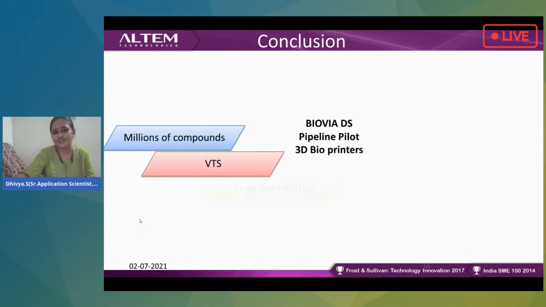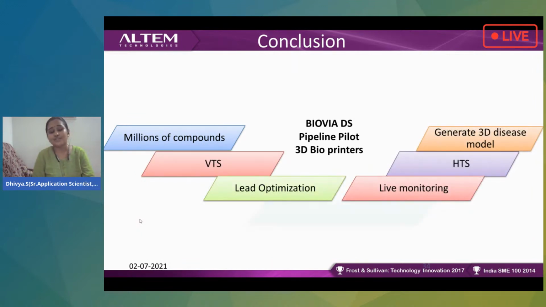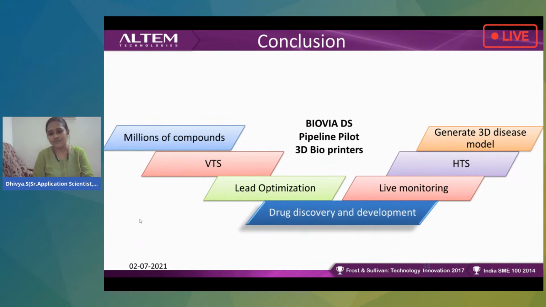So, conclusions. If you have millions of compounds, first screen with visual screening, do lead optimization, and then generate your 3D models, use high throughput screening technology, and live monitor. This is a solution for drug discovery and development acceleration.